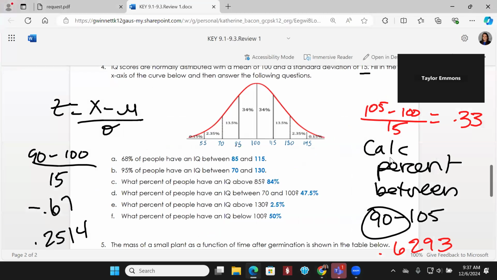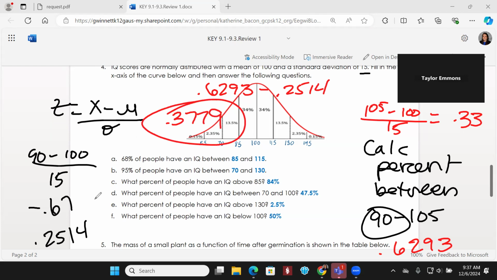Let's say they said calculate the percent between these two numbers. Those are your x's. Now you're going to take these two numbers and subtract them: 0.6293 minus 0.2514. Tell me what you get when you subtract those two. So it's 37.79% that fall between 90 and 105.